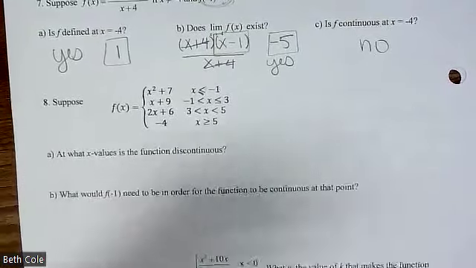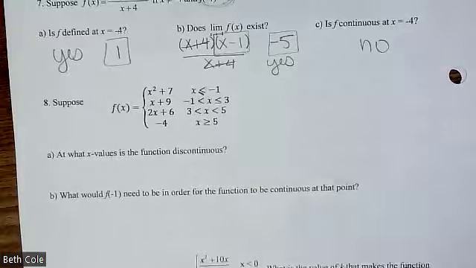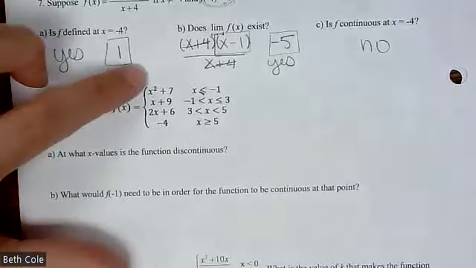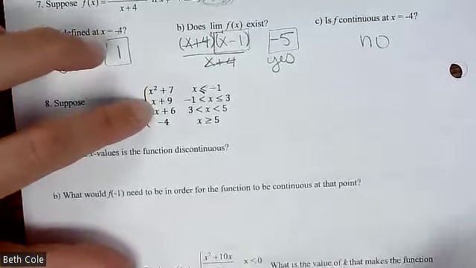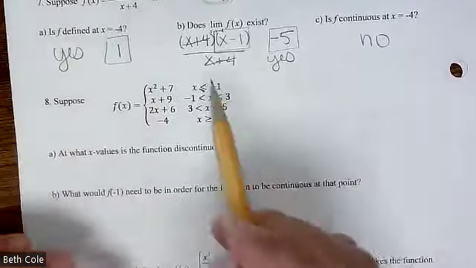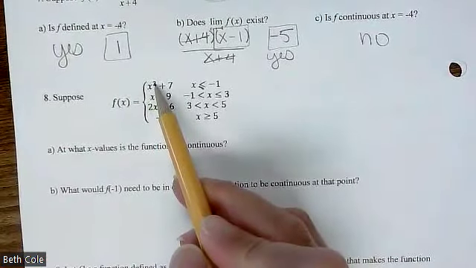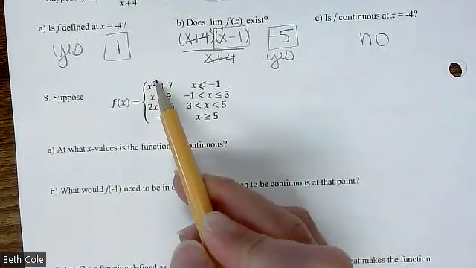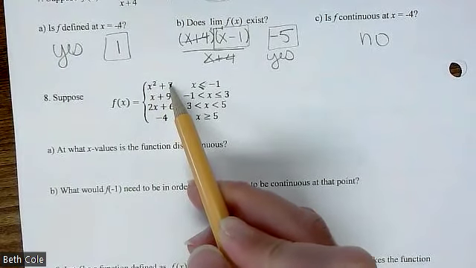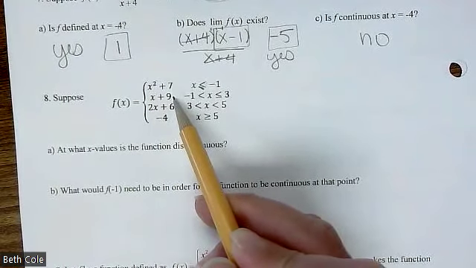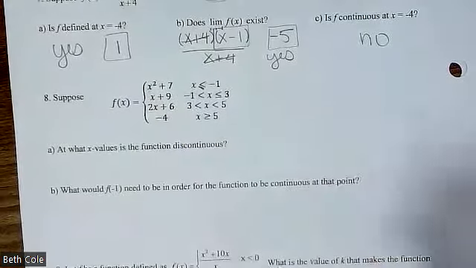So what you want to do is plug negative 1 into the first part and plug negative 1 into the second part and see if they equal each other. That's all we're going to do. So here we go. Negative 1 squared, 1 plus 7, 8. Good. And then negative 1 plus 9 is 8. So at negative 1, we're good.